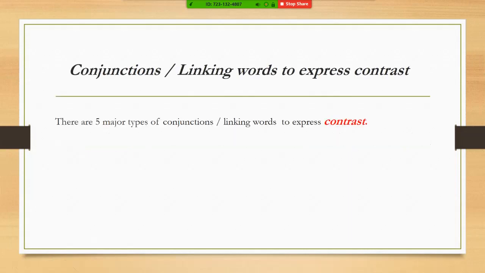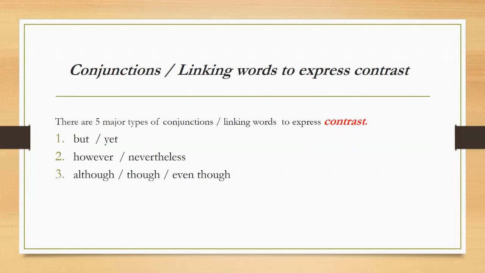There are 5 major types of conjunctions or linking words to express contrast. 1 is but or yet. 2 is however or nevertheless. 3 is although, though, or even though. 4 is in spite of or despite. 5 is whereas or while.